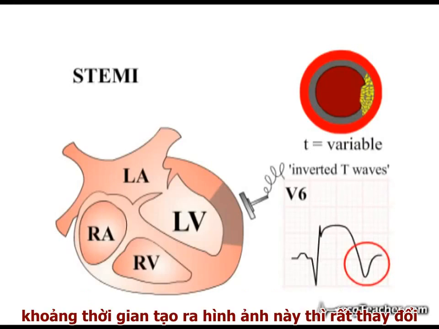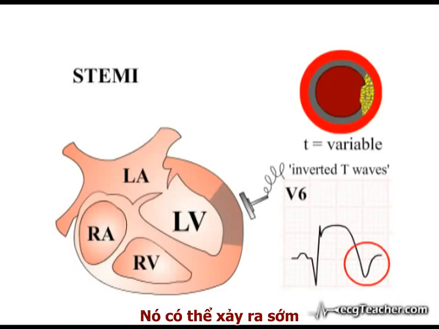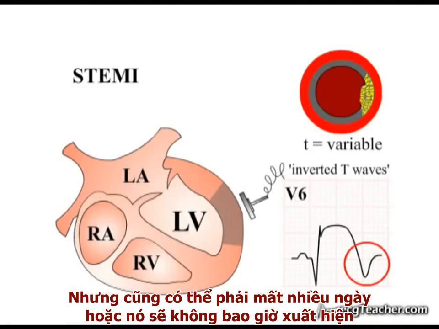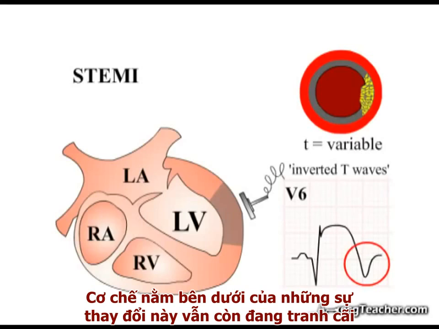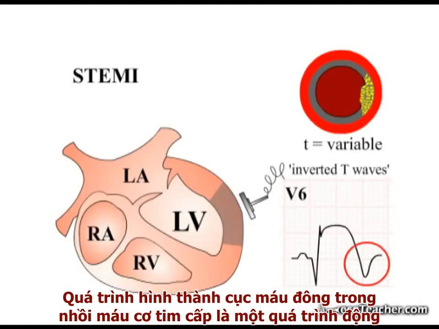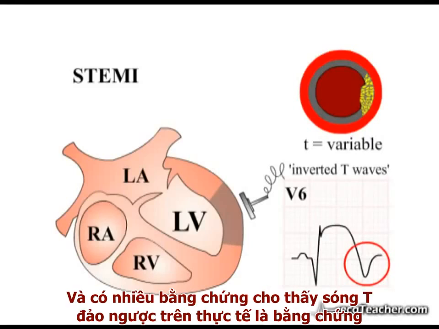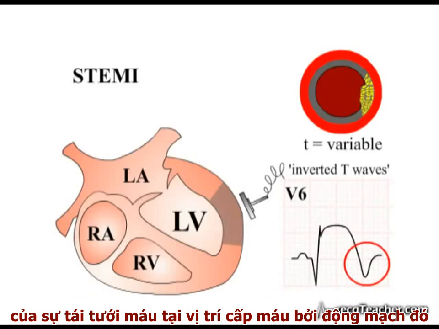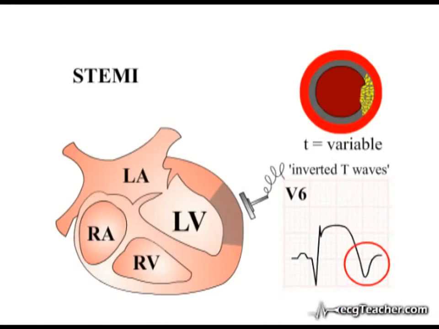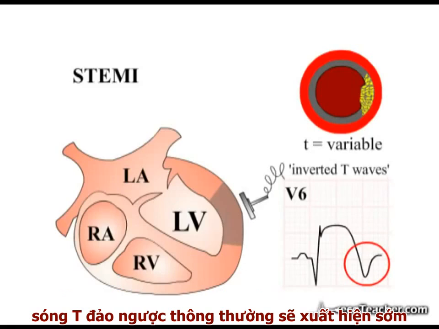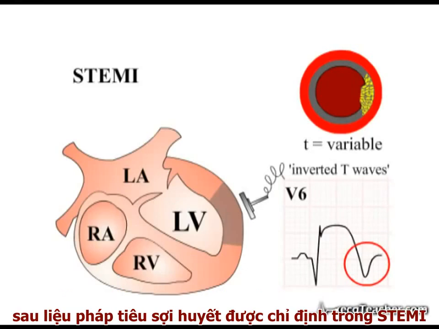The timing of this phenomenon is highly variable. It may occur early, in the hours following vessel occlusion, or may take days to develop, or may not occur at all. The mechanism underlying this change is controversial. The process of clot formation in acute MI is dynamic, and there is some evidence that T-wave inversion may actually reflect reperfusion of the area supplied by the vessel as it recanalizes either spontaneously or in response to treatment. In support of this view, flipped T-waves are commonly seen to develop shortly after thrombolytic therapy is initiated for STEMI.